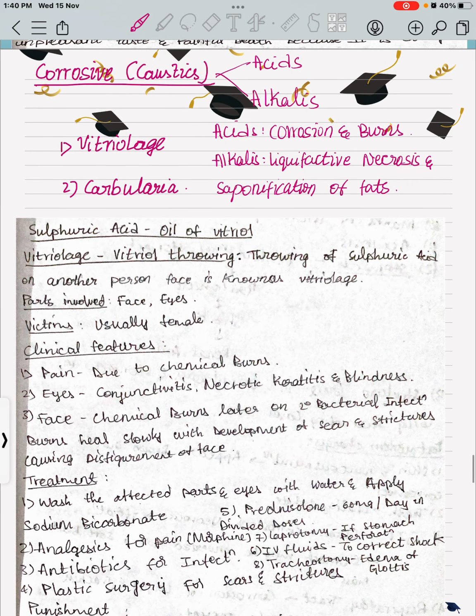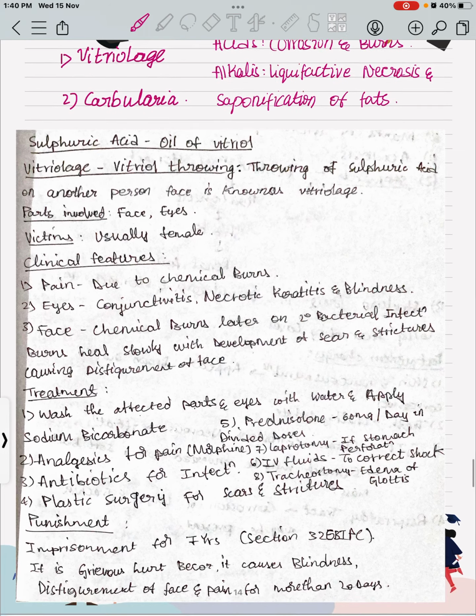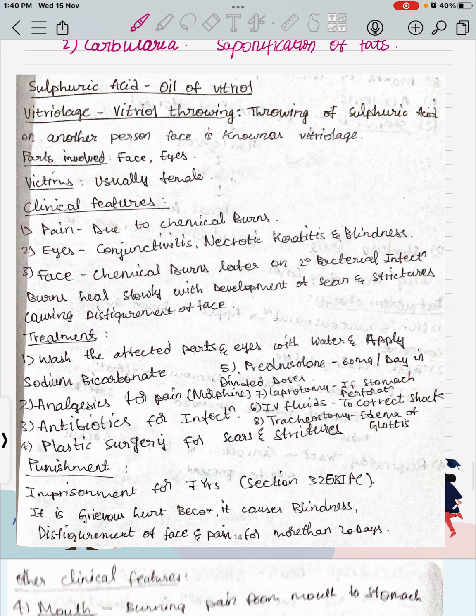The important questions in this chapter are vitriolage and carbolism. Vitriolage: sulfuric acid is known as oil of vitriol. Vitriol throwing is known as vitriolage. Throwing of sulfuric acid on another person's face is known as vitriolage. Parts involved are face and eyes.